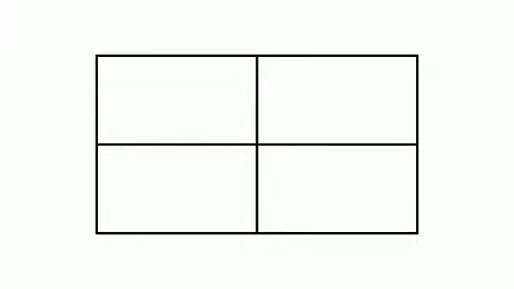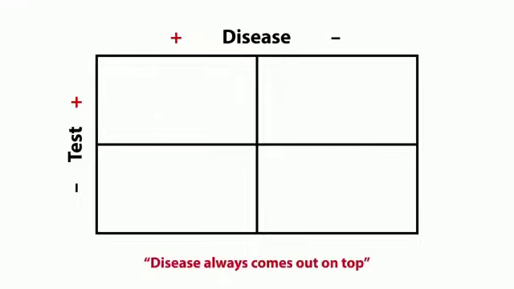Look along the y-axis here and see that it's labeled test, which can either be positive or negative. Now look at the x-axis and see that it is labeled disease. The patient can either be positive for disease, that is the disease is present, or negative for that disease, the disease is absent. Some students use the mnemonic, disease always comes out on top. A little depressing, but it can help you remember that disease is written along that x-axis.